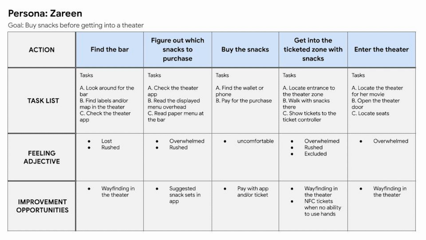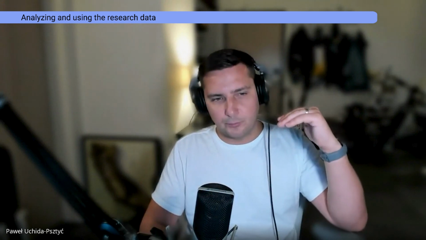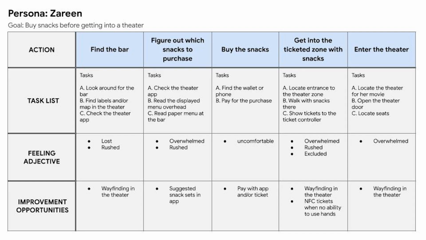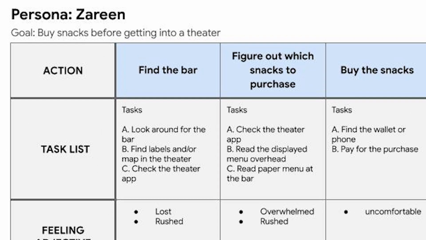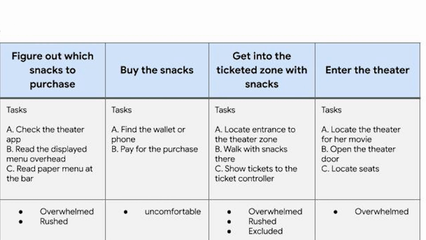So, for example, your goal of the user journey is to buy snacks before getting into a movie theater. So you are arriving at the movie theater and you want to buy snacks before getting into the movie. So you have several steps. You have to find the bar. You have to figure out which snacks to buy. You have to purchase the snacks, get into the ticketed zone with those snacks, and then enter the theater.